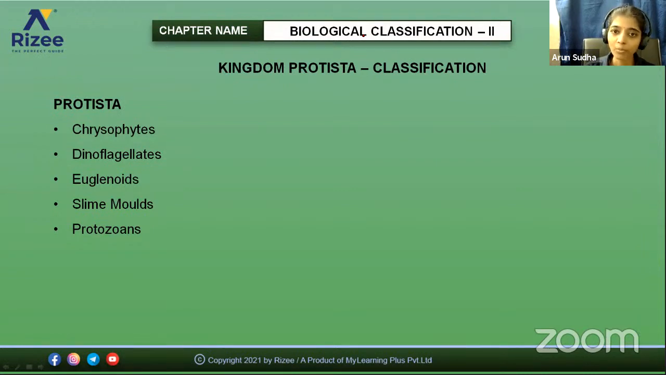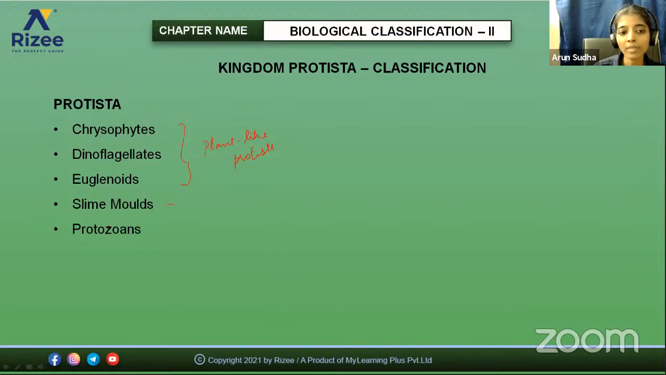So if you take the Protista, it includes Chrysophytes, Dinoflagellates, then Euglenoids, then slime molds, and protozoans. Here, these three, the Chrysophytes, Dinoflagellates, and Euglenoids, are called the plant-like Protists. They have some properties that look like plants.